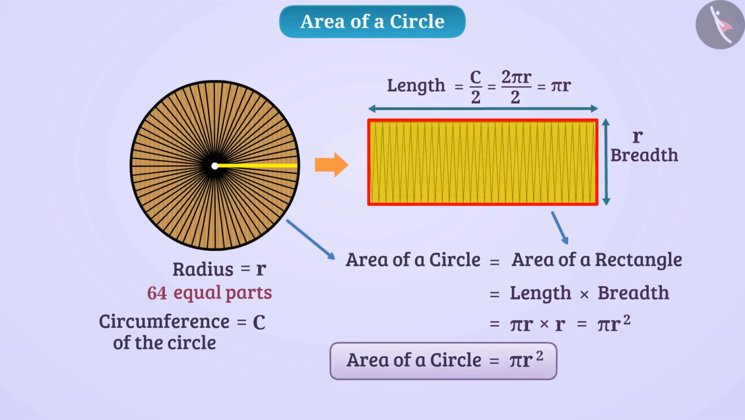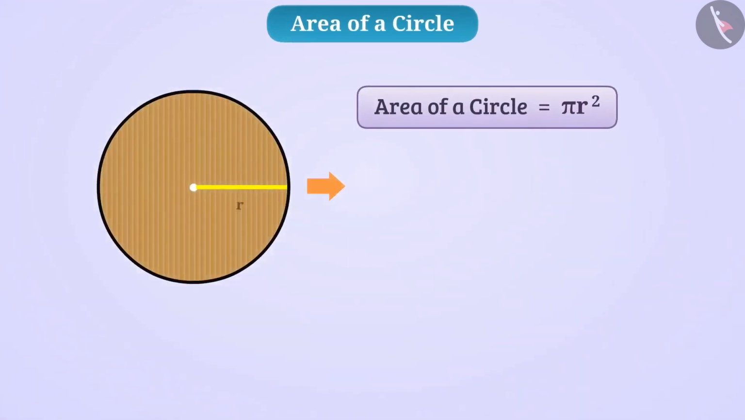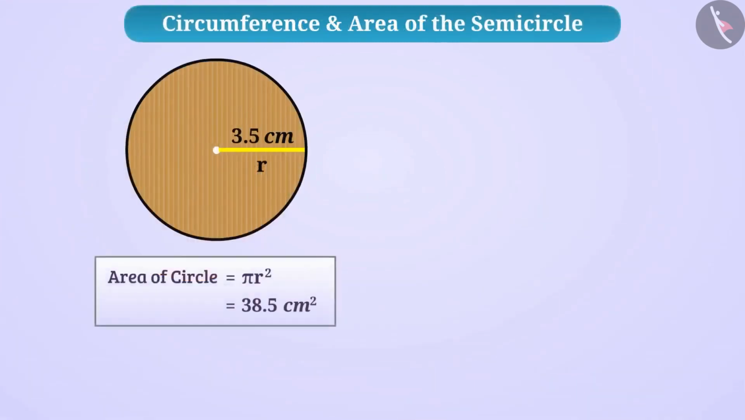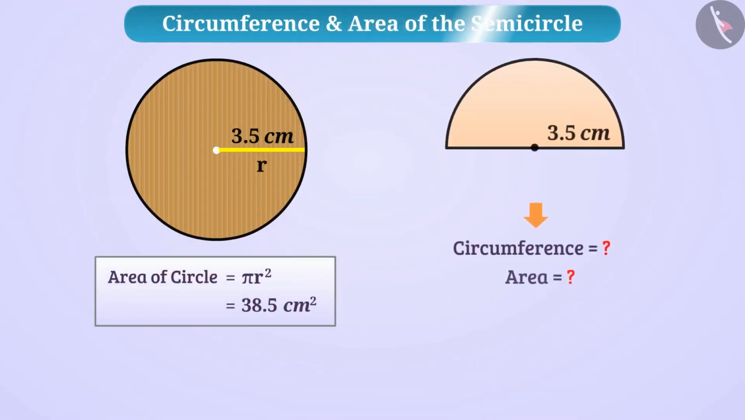From this formula, we can find the area of any circle. For example, by using this formula, we can find the area of a given circle whose radius is 3.5 centimeter. The value of pi is 22/7 and the value of r, that is the radius, is 3.5 centimeter. By putting these values in this formula, we will get the area of this circle as 38.5 square centimeter. Now, suppose we have to find the circumference and area of the semicircle of the same radius, then how will we do this? Think.